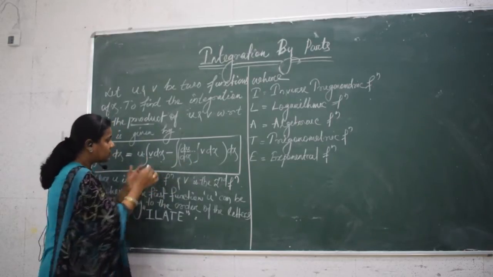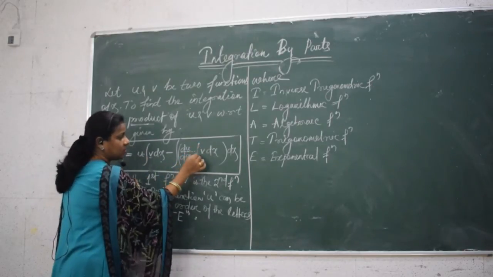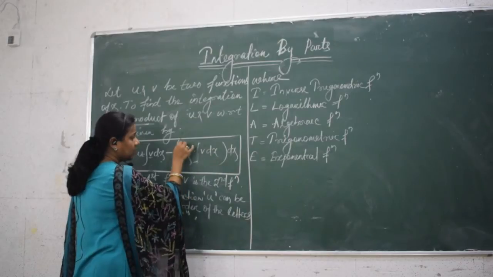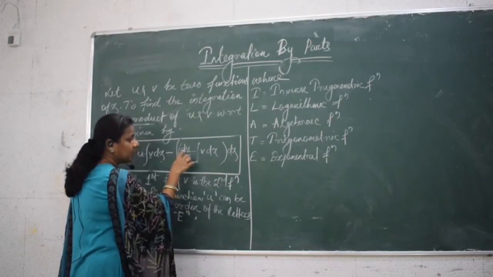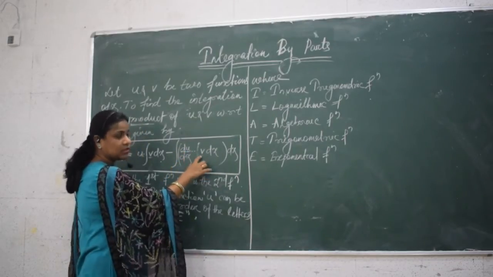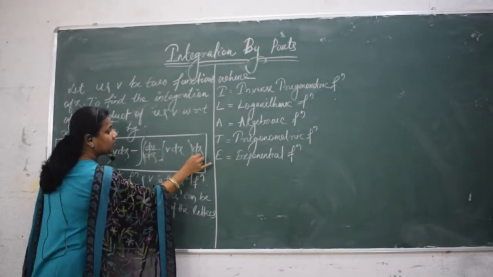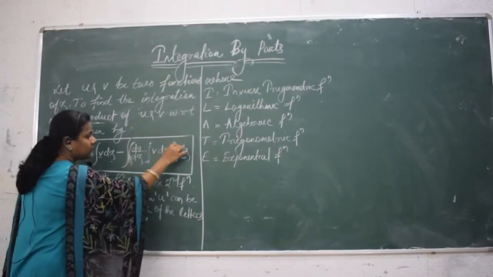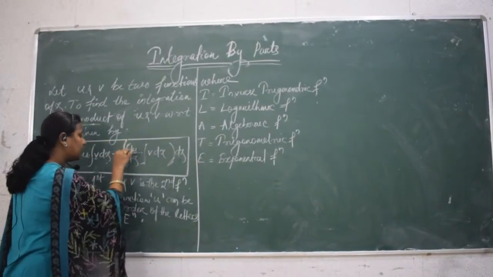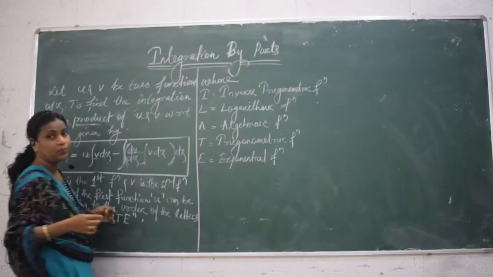Here we are always taking the integration of the second function. Then the product of the derivative of the first function and the integration of the second function, again we have to integrate with respect to x. That's why I am putting the bracket here and the whole integration with respect to x.